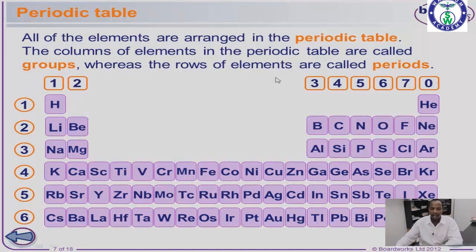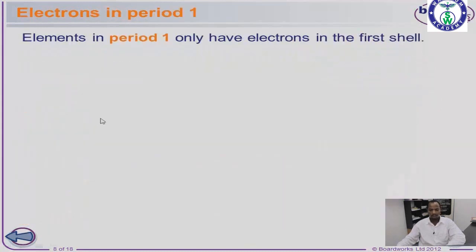Now, all the elements are arranged in the periodic table according to the atomic number. The columns of elements in the periodic table are called the groups, like we said, and the rows are called the periods. Okay, now electrons in period 1.